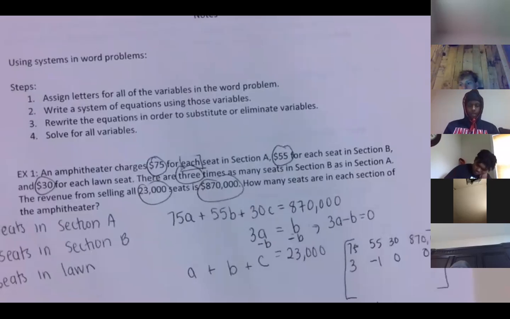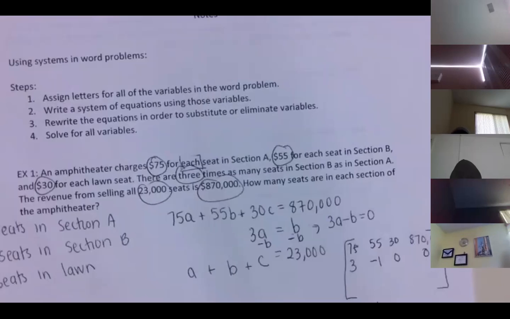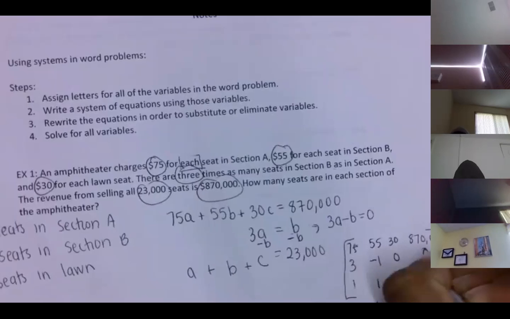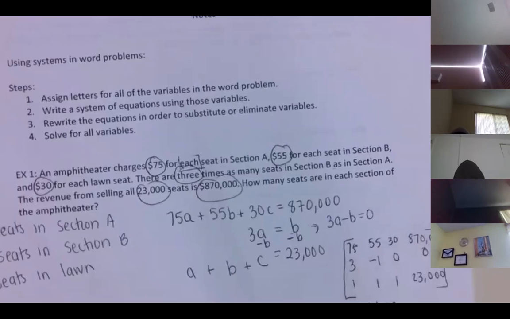And what's the last row gonna be? What do you have for me, Naya? Naya, what's the last row of my matrix gonna be? We lost Naya? Okay, we'll come back to Naya. Tyler, what's my last row gonna be? $2,000. Perfect. Good job.